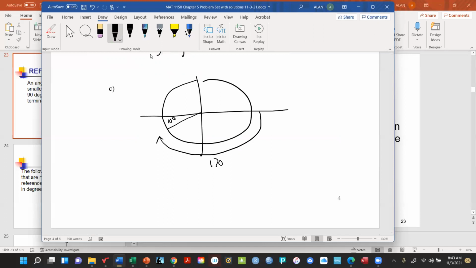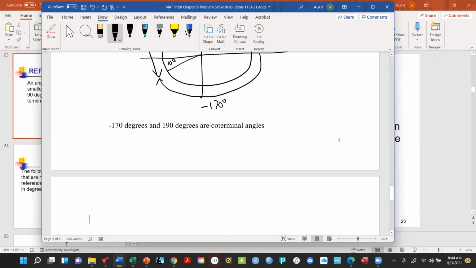But why don't we do this instead? Just recognize that coming from this direction, this is 190. They both mean the same thing. All right, so 190 degrees and negative 170 are coterminal. And again, if you notice, we can double check that by adding up their absolute values.